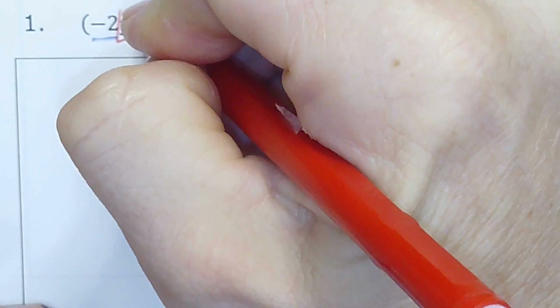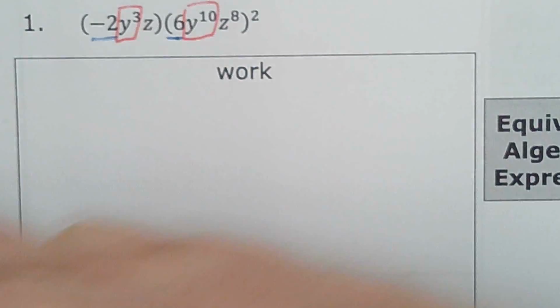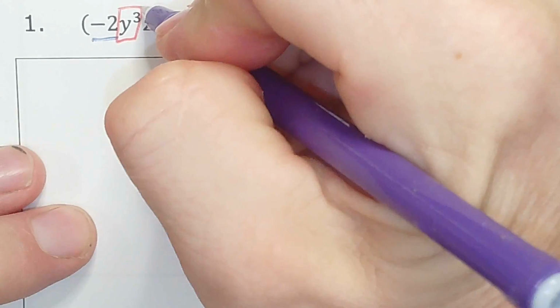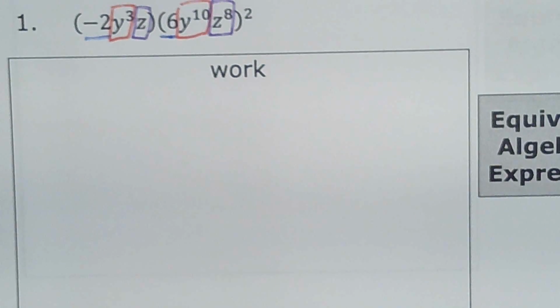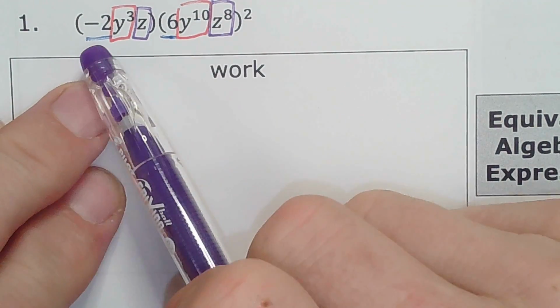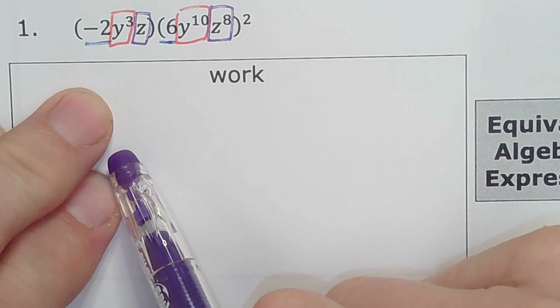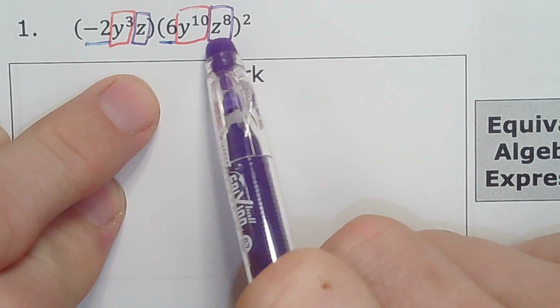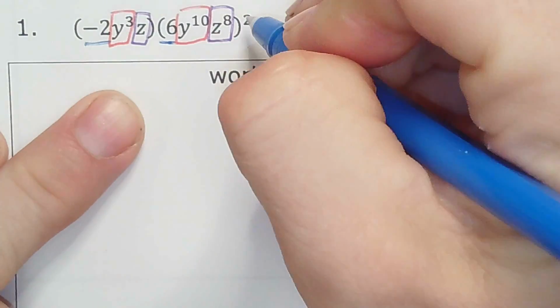our y's with red, and our z's with purple, and do one at a time. Okay, first things first, look inside the parentheses and see if there's any like terms to deal with, and there are not. Okay, so now we're going to move over to this term and clear this exponent. All right, in order to do that, we have to distribute the exponent to each term.